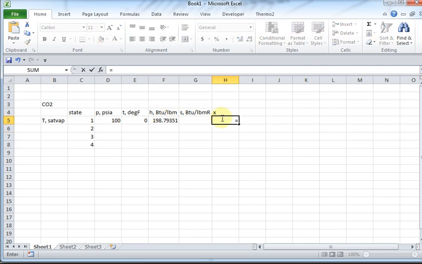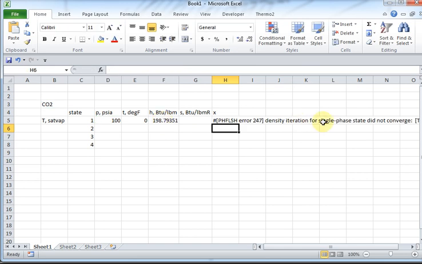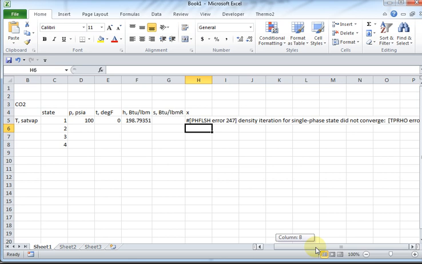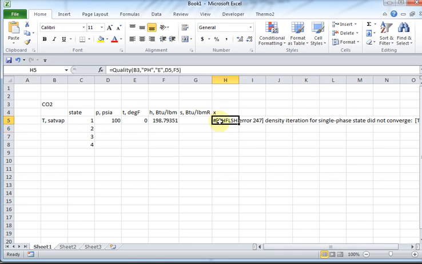Quality of CO2 as a function of pressure, and it's not going to be independent, is it? Pressure and enthalpy. I'll try to fool it. And then pressure and enthalpy, and close paren and see what we get. Density iteration for single phase state did not converge, so it's in the two-phase region. It doesn't like that, okay?